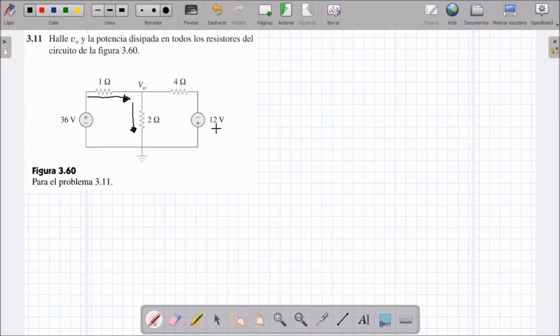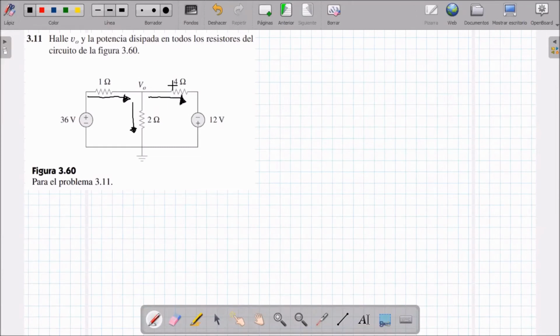Let's look at the source of tension. We observe that this source of tension has the polarity lower and less high, which indicates that the greatest force is directed towards it. So, through that visual analysis that I am doing, I say that the current goes in this direction.